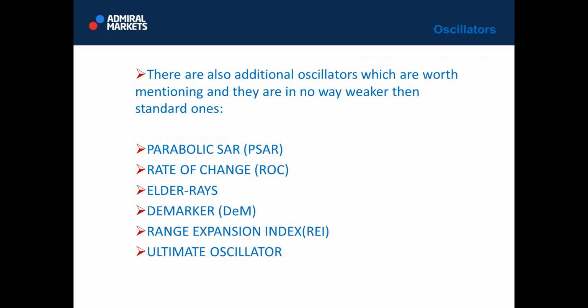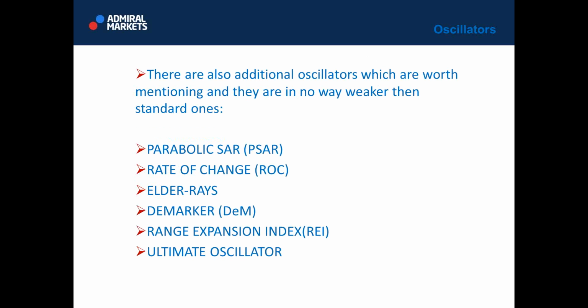Those are oscillators which are in no way weaker than the standard ones we were talking about in the last webinar about oscillators. But those are not so standard, except for Parabolic SAR, PSR. Basically, all of those other indicators are not integrated in MetaTrader Forex, except Elder Ray. We will talk about it in a couple of minutes. But all of those indicators, you can search for on the internet, and you can download them.